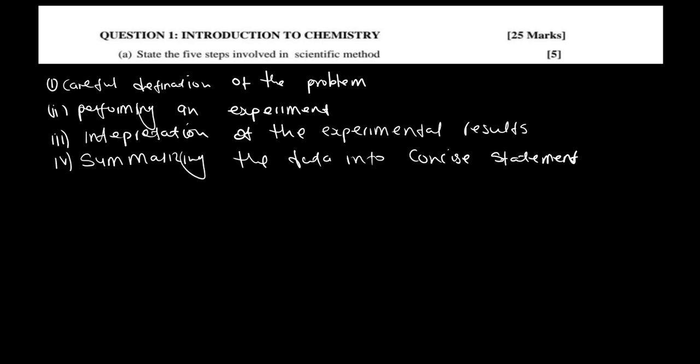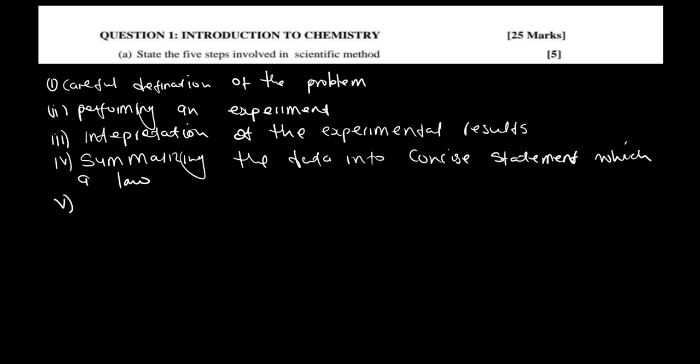which is called a law. So a law will be accepted. It can't be changed. Let's say a law of the universe. Those are laws whereby you can't change them. Then the fifth one will say, after you have done this, you write the concise statement, which is just a law.